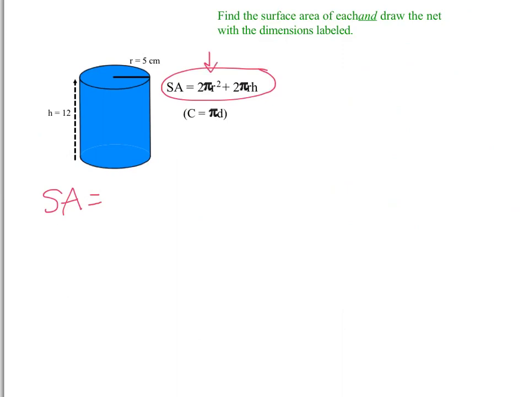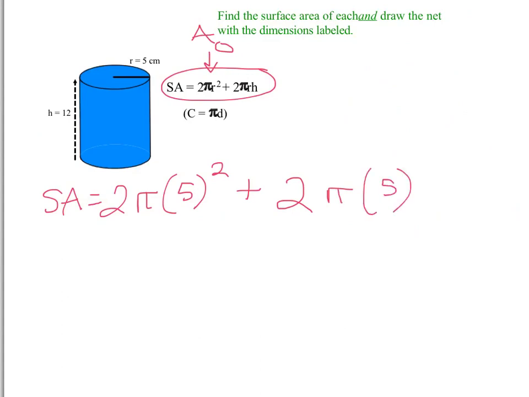What is pi times radius squared? Remember, that's area. And since there's two circles, we're doing 2 times pi times my radius, which is 5, squared, plus 2 times pi times my radius, which is 5, times my height, which is 12.